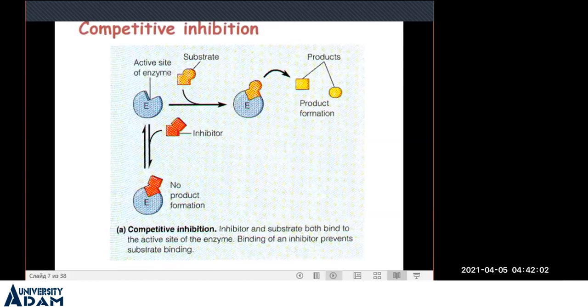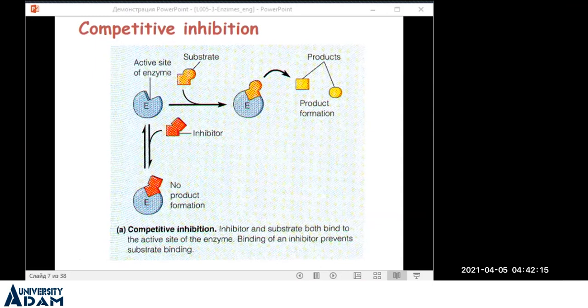Let's come back to talking about types of regulation, like competitive inhibition. It's a specific inhibition in which some compound, which is named an inhibitor, has physical and chemical properties like those of the substrate.